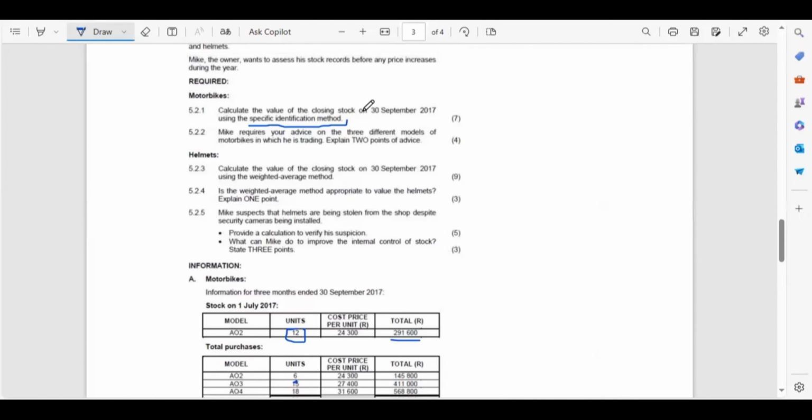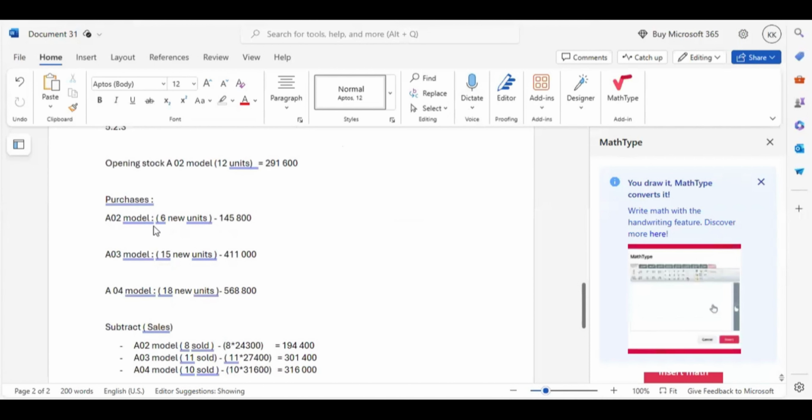Now moving on to the next, right? Mike requires your advice on the 3 different models of the motorbike. Now, how are you going to advise Mike? You're going to advise him based on what? Based on this information or the information you have prepared here, or based on these calculations, you can try and advise Mike with regards to the three models.